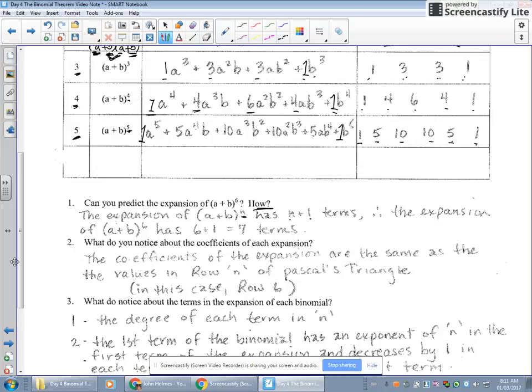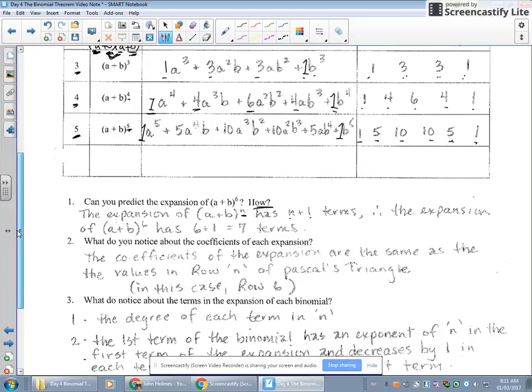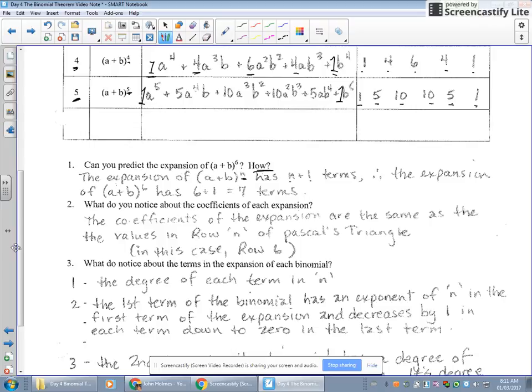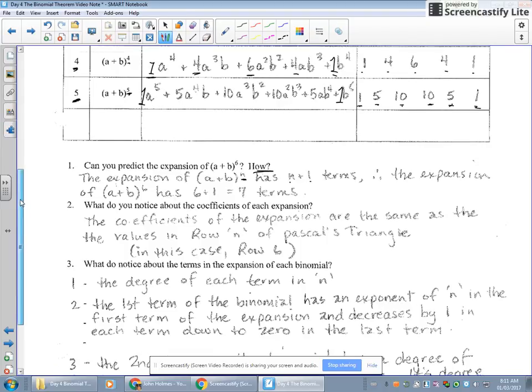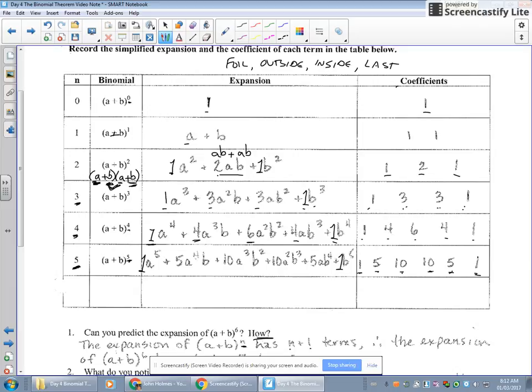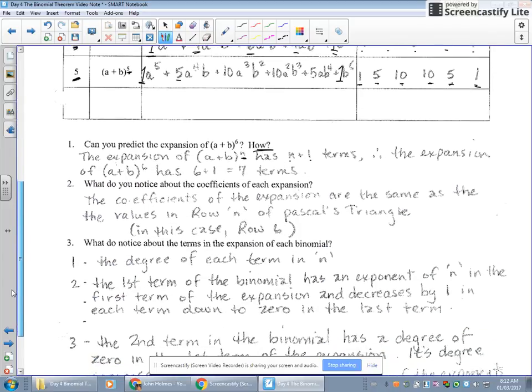We're going to continue to take a look at the patterns from this. What do you notice about the coefficients of each expansion? The coefficients are, of course, the same as the values in the nth row of Pascal's triangle. We mentioned that before. On the fifth row of Pascal's triangle, we find 1, 5, 10, 10, 5, and 1. So we're seeing a definite correlation between Pascal's triangle and the coefficients listed here. And those are the coefficients in front of the terms in the expansion.